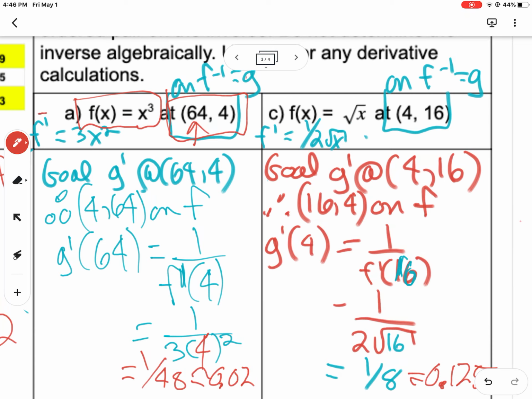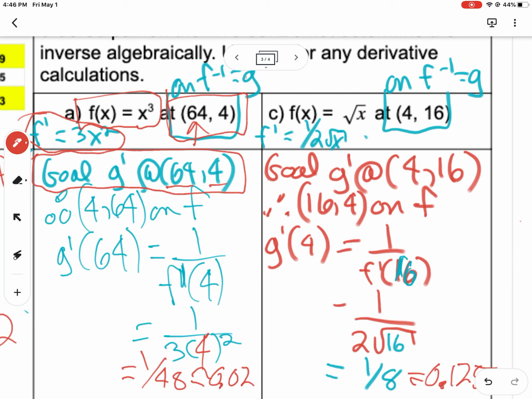So first thing I did, of course, is you get the derivative for the original function. F prime is 3x squared. So what's our goal? There's our goal right there. We want to get g prime, the tangent slope of the inverse, when x is 64 and y is 4. So what's something that we know automatically? Well, automatically we know that if 64, 4 is on the inverse, 4 and 64 is on the original function.